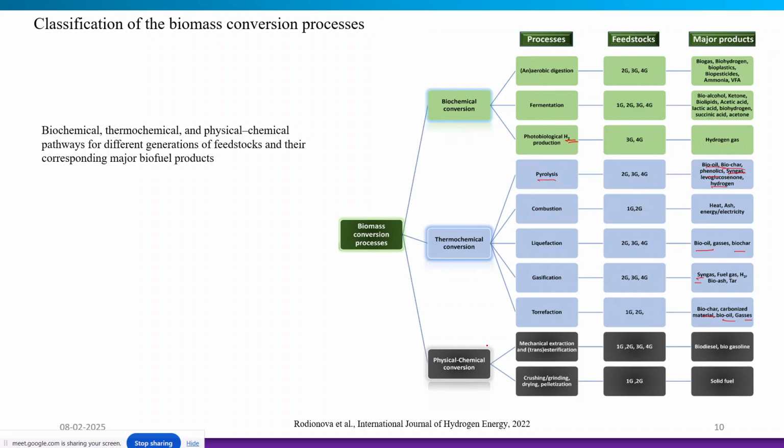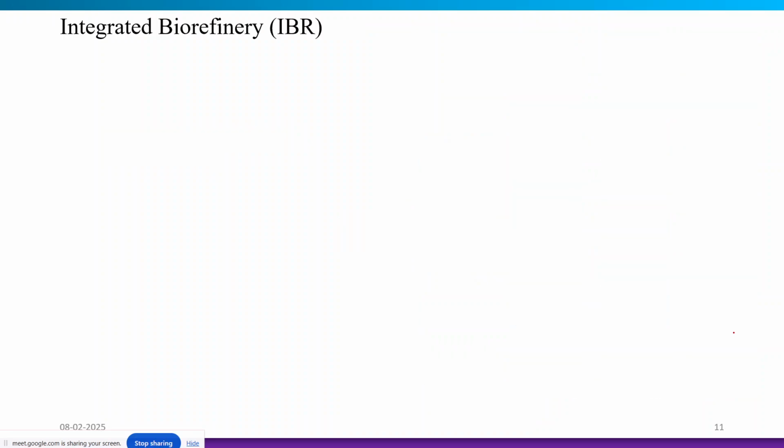So when we consider the physicochemical conversion, here we have mechanical extraction or the transesterification process, where we transesterify oil to biodiesel and biogasoline. With crushing, grinding, and pelletizing processes, we mostly get solid fuel. Briquetting and grinding also give us solid fuel. This solid fuel is further combusted and we get heat or electricity as the outcome.